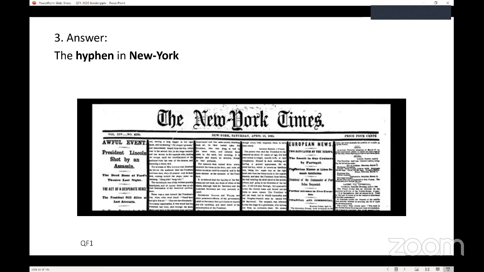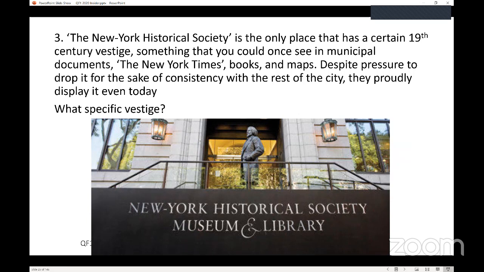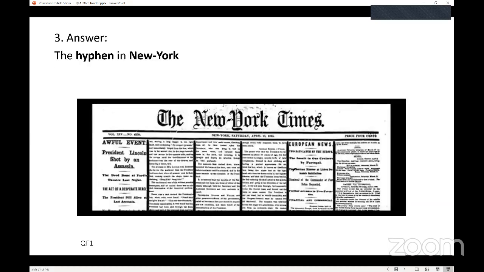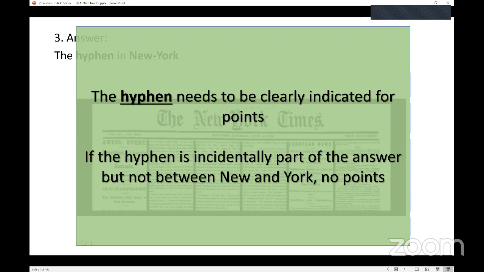So if you notice it here, you have the New York Times with a hyphen. In question two, you could see the New York with the hyphen there. And that is why I put quotes and all of that there. So if you've written the word hyphen anywhere in your answer, and clearly state that it's between New York, you get full points.